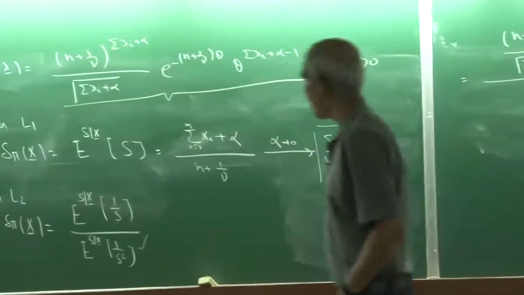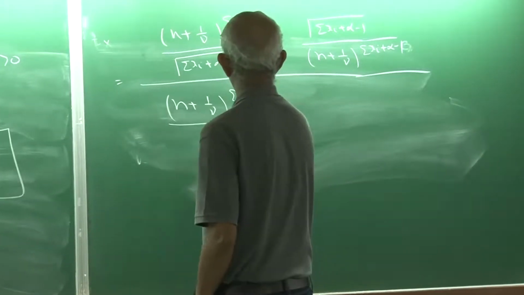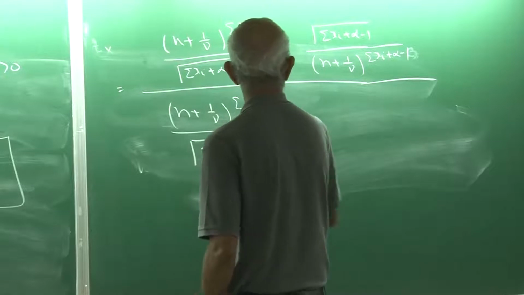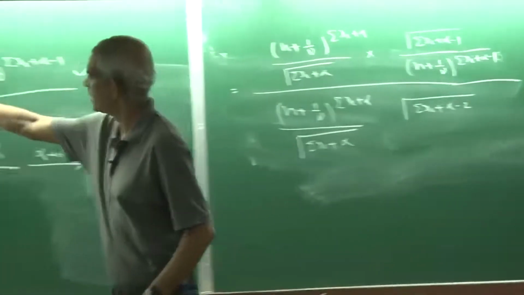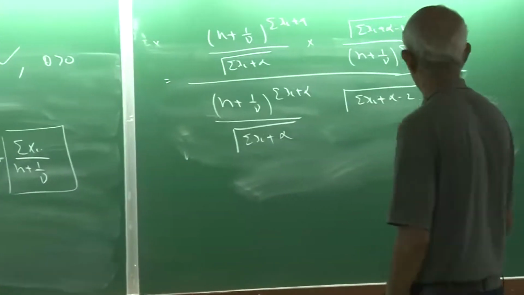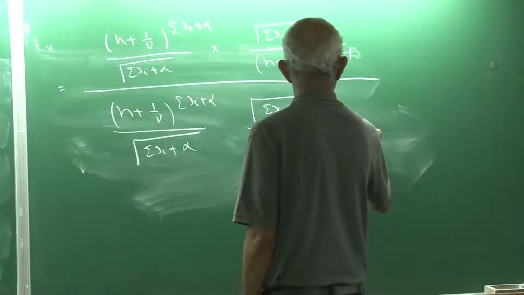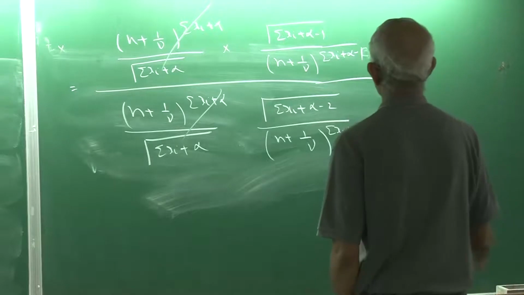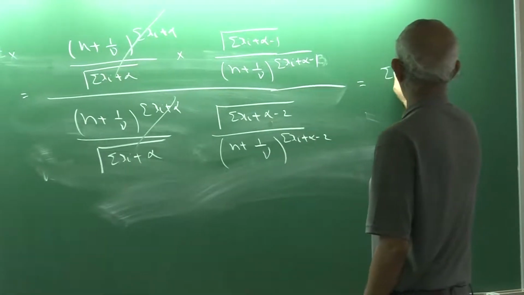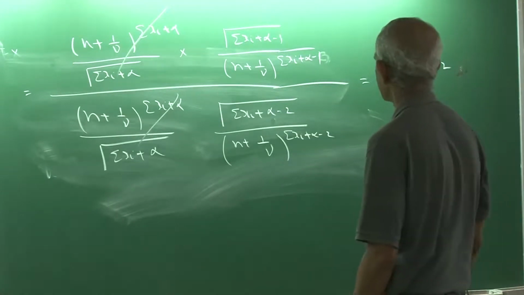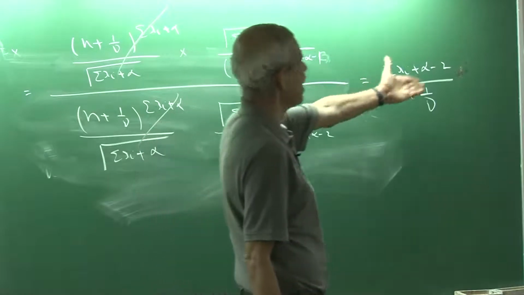Now when I'm talking about expected value of 1 upon theta square, same thing. N plus 1 by nu to the power summation xi plus alpha by gamma summation xi plus alpha. Now here it becomes summation xi plus alpha minus 2, because 1 upon theta square would come, and that would make it summation xi plus alpha minus 2 minus 1. This gets cancelled, and what you are left with is gamma summation xi plus alpha minus 1 in summation xi plus alpha. So that becomes summation xi plus alpha minus 2, and then it gets cancelled with this, and then n plus 1 by nu, which is again something like n x bar plus some constant.